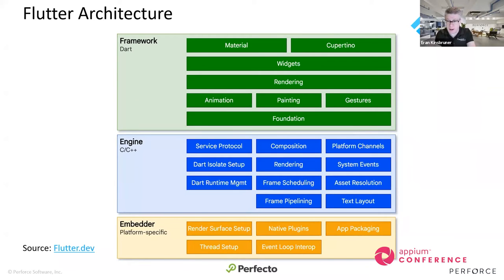And this is where they go through the embedder, and that's the platform-specific builder or compiler that really packs and creates the application across the different supported environment platforms. And you can see here that the embedder has native plugins and application packaging, and also a rendering surface setup. Obviously, everything that is in this deck and much more is available on the flutter.dev website. So if you want to learn even more about the Flutter framework itself, the architecture and the different components, feel free to go to flutter.dev.